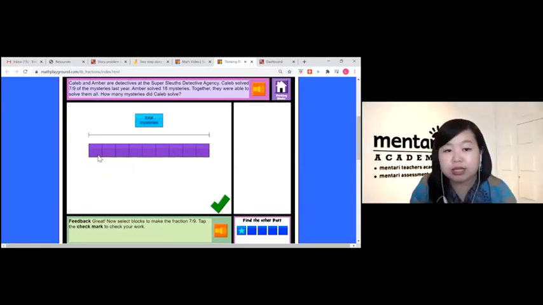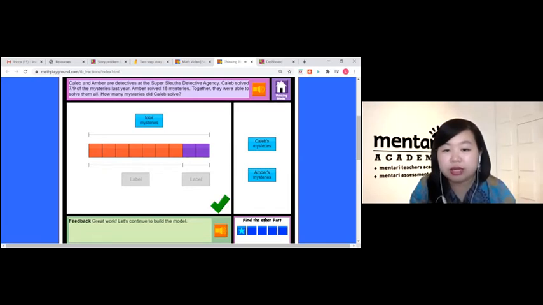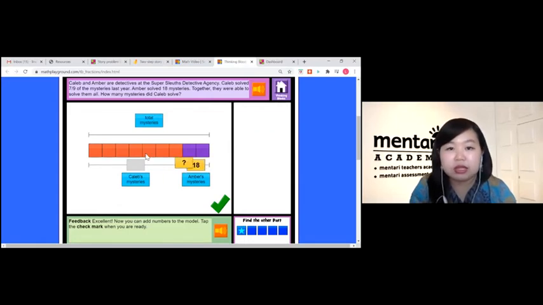And then we will select blocks to make the fraction. So the shaded part should be 7 of them. Caleb solved 7/9, so that's the part that Caleb solved. And this is Amber's part. And click on that. That's the part for Amber. And that's the part for Caleb.